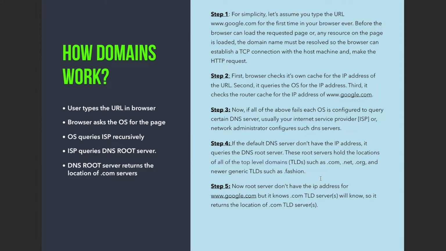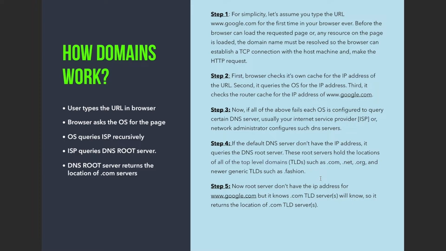So it starts checking. It checks the browser cache, next the operating system cache, then the router cache, and it doesn't find it anywhere. So it moves to the default DNS server and queries it for the IP address. Default DNS servers are usually configured by our internet service providers. Now the default DNS server usually has the IP address, but in our case we know that it is not going to find it there. That's one of our assumptions.